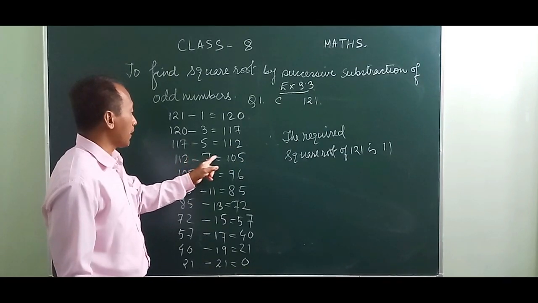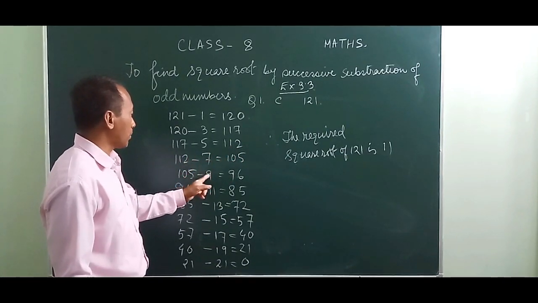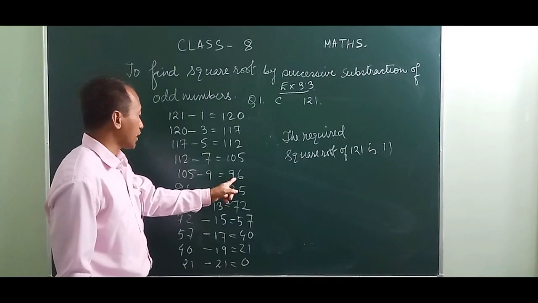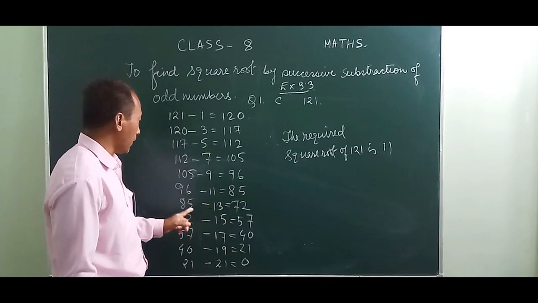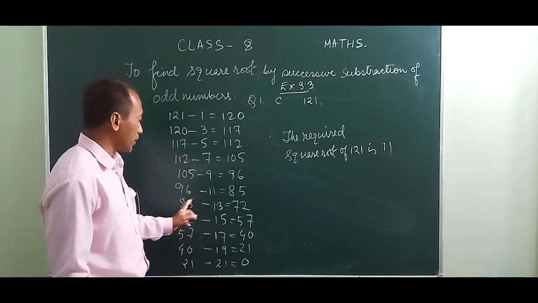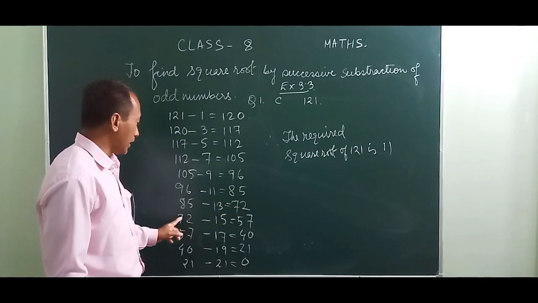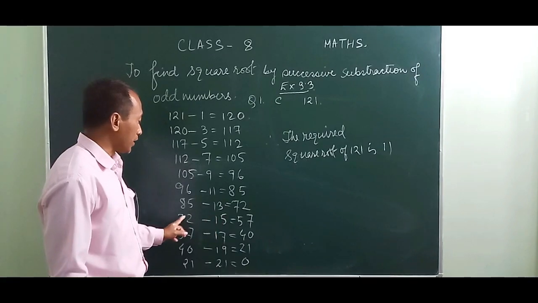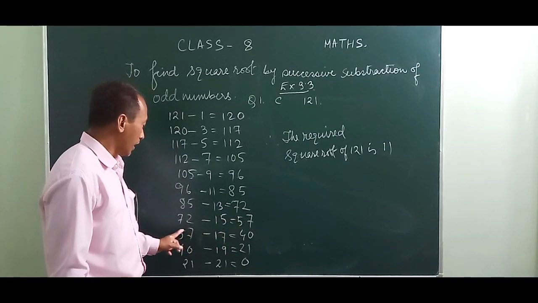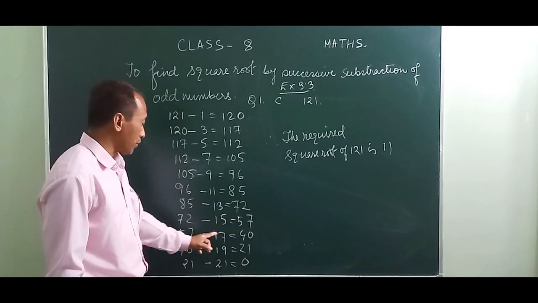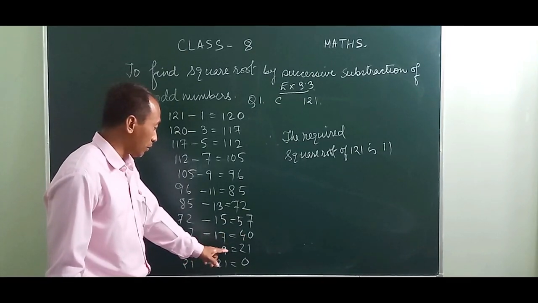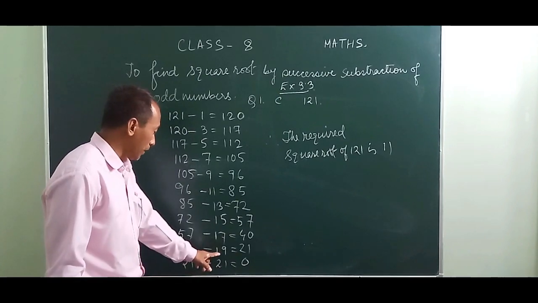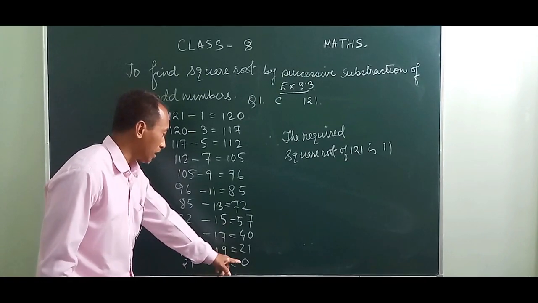Next odd number is 7, 105. Next odd number is 9, after subtraction 96. Next odd number is 11, after subtraction you get 85. Next is 13, after subtraction you get 72. Next is 15, you get 57. Next is 17, you get 40. Next is 19, you get 21. Next odd number after 19 is 21, 21 minus 21 is 0.